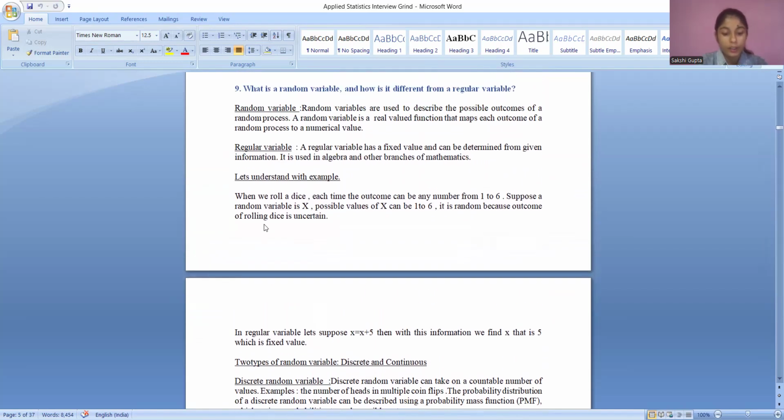So, a random variable is equal to the value that comes from a random event. Now, a regular variable has a fixed or known value that you can find using given information.